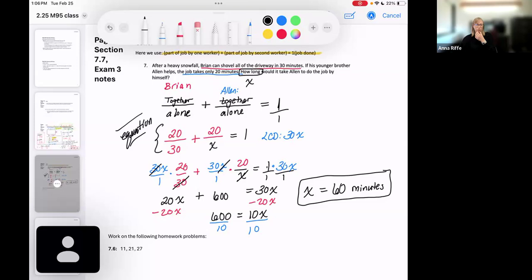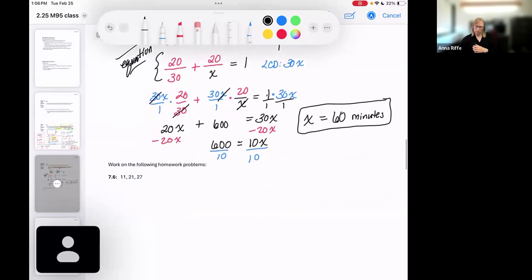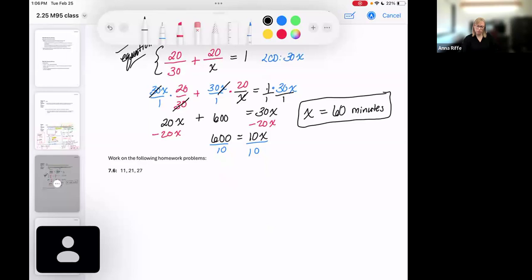See if you can work through. Oh, I need to tell you what you're doing, don't I? Let's see. 11, 21, and 27. Work on those homework problems. I'll post this in your breakout rooms too.